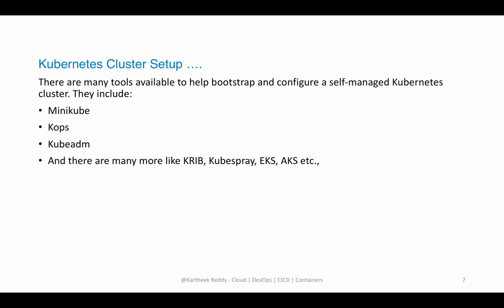And Kops. Kops is an official Kubernetes project for managing production Kubernetes clusters. Kops is currently the best tool to deploy Kubernetes to Amazon Web Services. So if you want to set up a Kubernetes cluster in AWS, then use Kops. It will do everything for you in AWS. All you need is an AWS account. Very simple. Next is KubeADM.